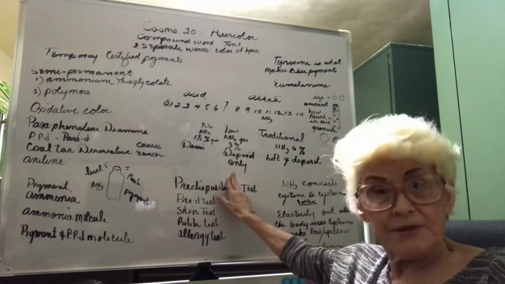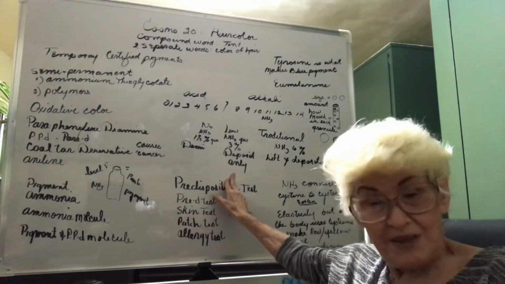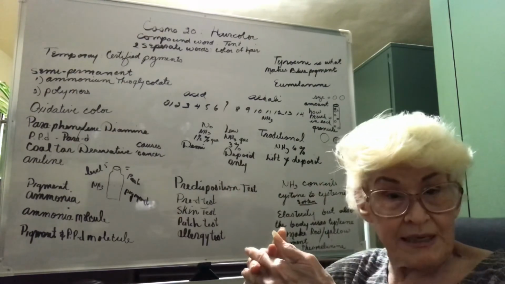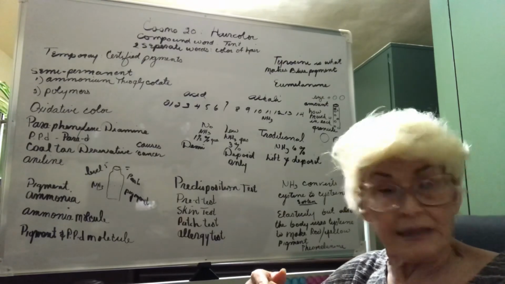I can still use a deposit only color, and if I up my hydrogen peroxide I can get a lighter color with it. That we'll talk about when we talk about hydrogen peroxide, how to use it and bring it together, and you'll probably get that in your other hair coloring classes.